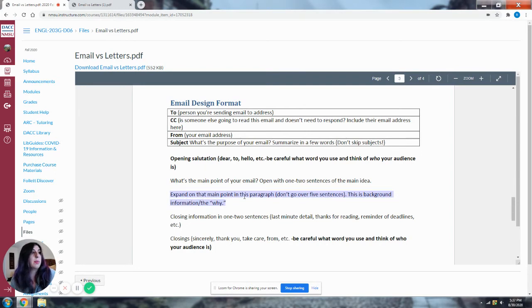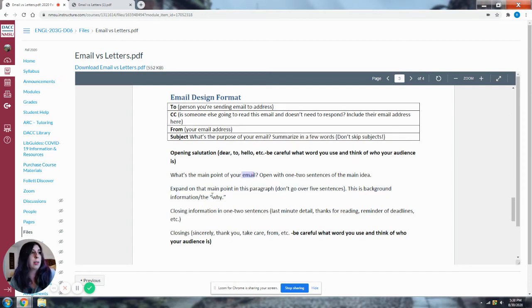Then the next paragraph, expand on the main point. Don't go over 5 sentences for that paragraph. It should be short again, but it's the background information to the first sentence. So here I would maybe tell you all, maybe review what you completed in the course, how to check your final grades, and when and where I completed them, or when and where you can check for your final grades. It's just a little more detailed information on the purpose of your email.